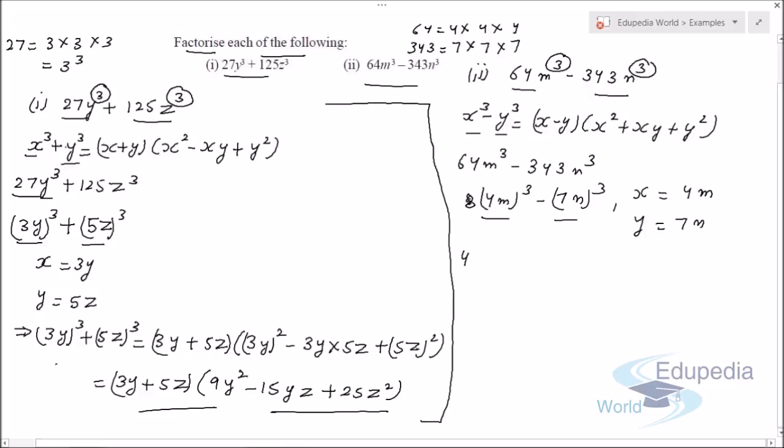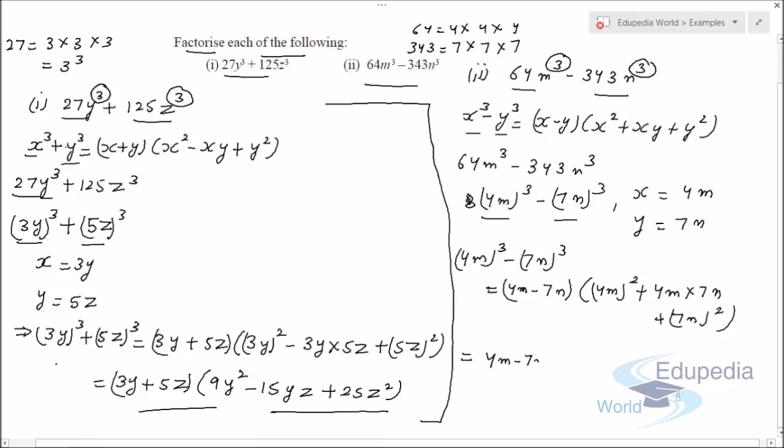So this implies (4m)³ - (7n)³ can be written as (4m - 7n) into ((4m)² + 4m into 7n + (7n)²). So this can be written as (4m - 7n) into, now (4m)² is 16m², and 4m into 7n is plus 28mn, plus (7n)² as 49n². So this is how we factorize 64m³ - 343n³ using identities. Now next we will see the next identity.